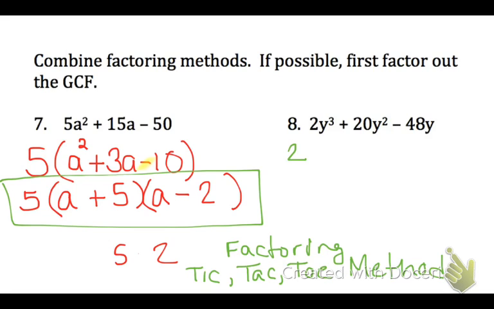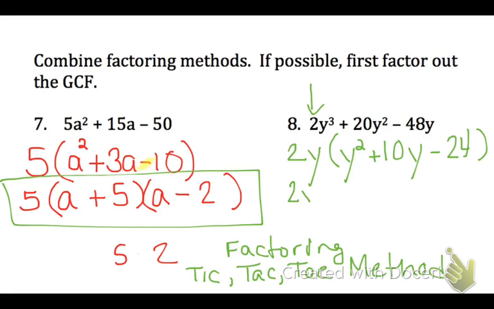All right, in number 8, I notice I have a coefficient greater than 1, so I'm going to start by factoring out my GCF. This time it's not only 2, but it's 2y. So I divide each of these by 2y. That results in y squared plus 10y minus 24. So again, I don't drop my GCF, but I split. Now I'm going to factor the trinomial into 2 binomials. So factors of y squared would be y times y. Again, a negative 24 tells me that one's going to have to be positive and the other has to be negative.